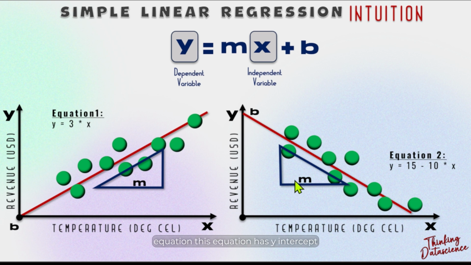Unlike the previous equation, this equation has a y-intercept, which is 15. This means that the distance between the line and the y-axis is 15 units. As you can see from the graph, the slope of the line is negative. This implies that as the value of x increases, the value of y decreases. In other words, there is an inverse relationship between x and y. The negative sign in the equation confirms this. Therefore, we can conclude that the two variables are inversely proportional to each other, as indicated by the negative slope.